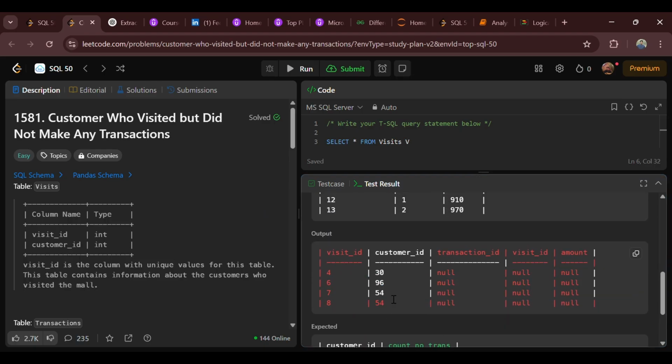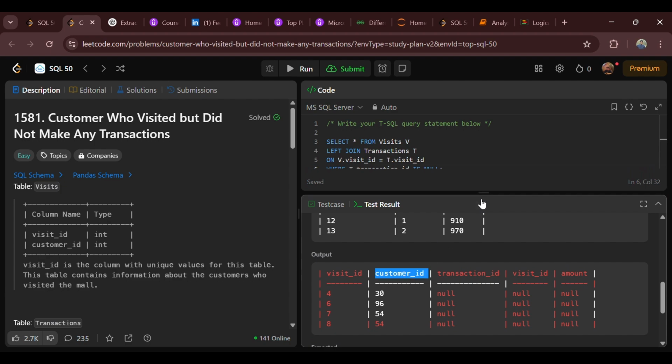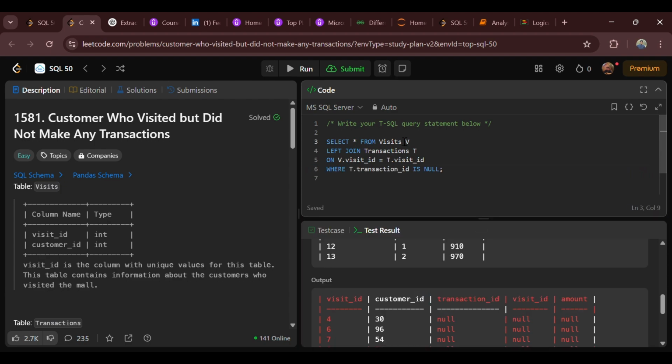What we have to do now is remove the columns which are not needed, and also count the customer ID. So we need only customer ID in the output. I'll take only customer ID, which is from the visits table, so V dot customer ID. Now we have to count as well. So count of V dot customer ID. And since we are counting, we need to use group by, right? Group by V dot customer ID. Let's run.